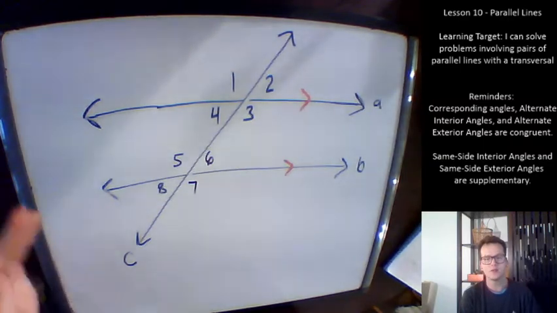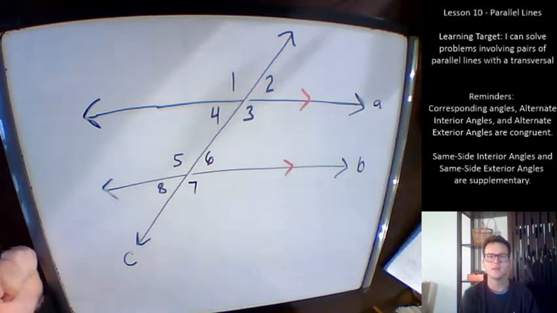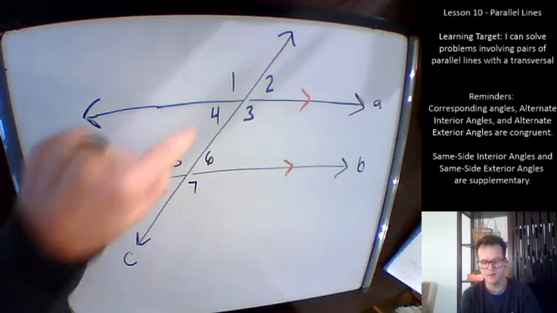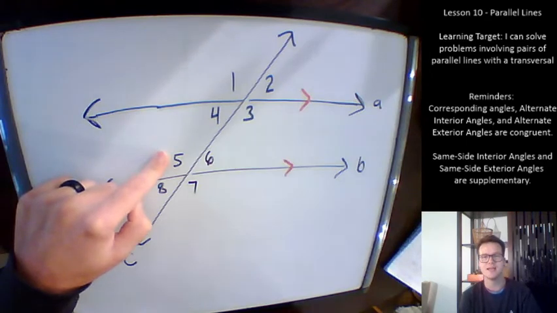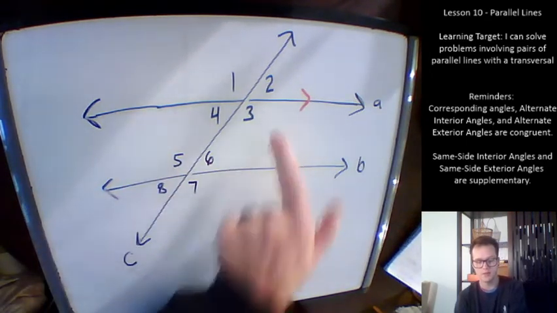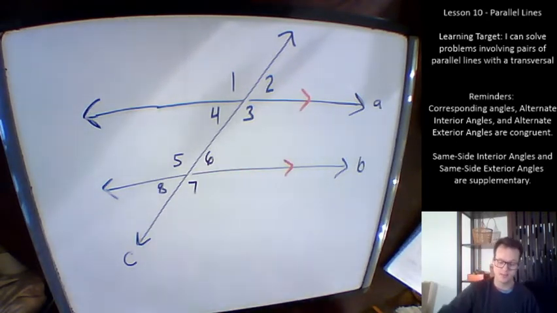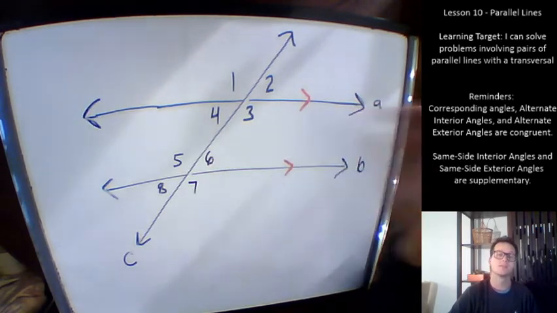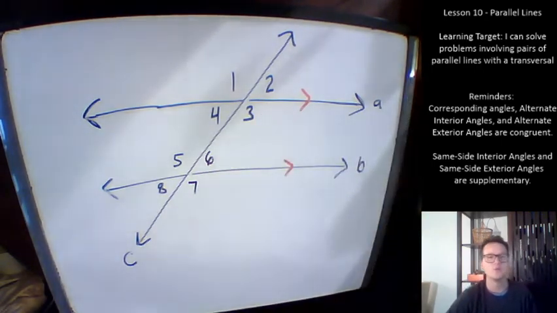So same side interior angles are on the same side of the transversal, and they are interior, so they're inside of the parallel lines. In this case, the ones that are inside are angles 4 and 5, and they are also on the same side of the transversal. So we'd say 4 and 5 are same side interior angles. In the same way, angle 3 and 6 are same side interior angles. The key things with these is that they are on the same side of the transversal and they're both in between, or inside, the two parallel lines. The same side interior angles have a relationship that their angle measures add up to 180 degrees, so they are supplementary.